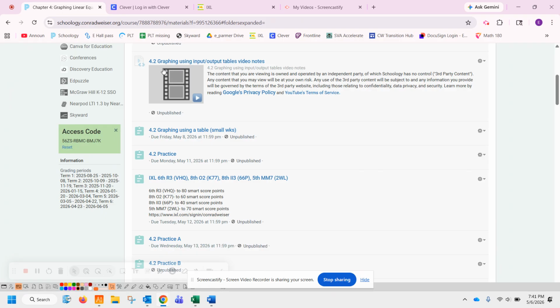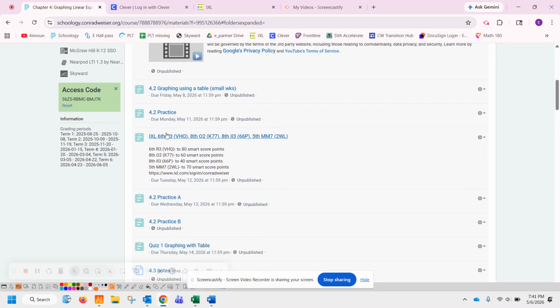Have the practices out that you've been working on the last 2 days on Friday and Monday. Today is all on the computer. You're going to be working on 4 different IXLs. Notice that each of them has a different SMART score point that you have to get to.